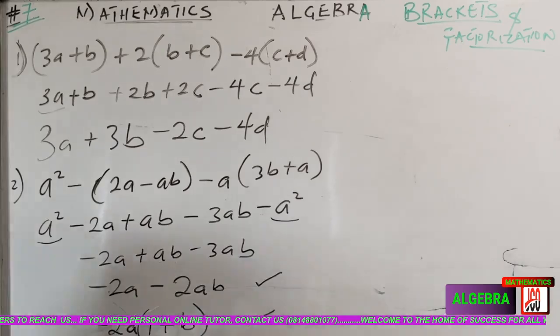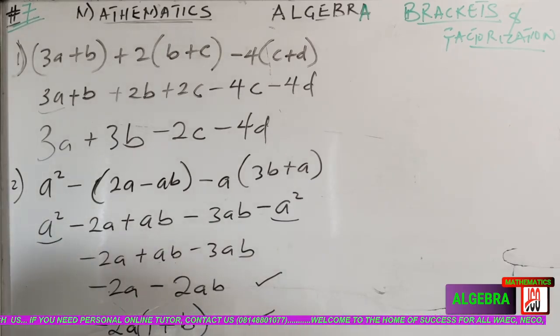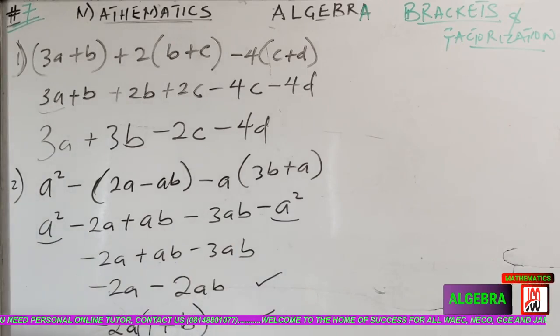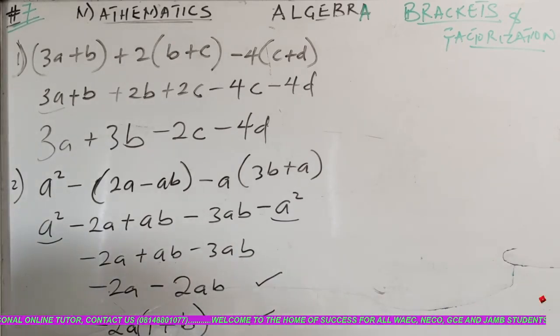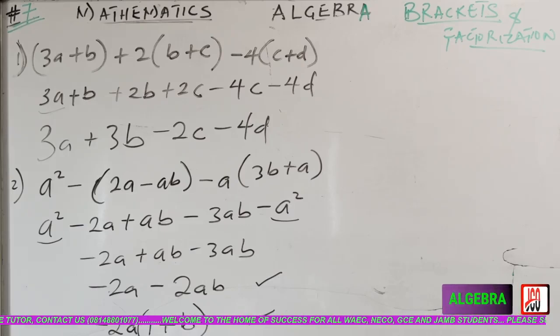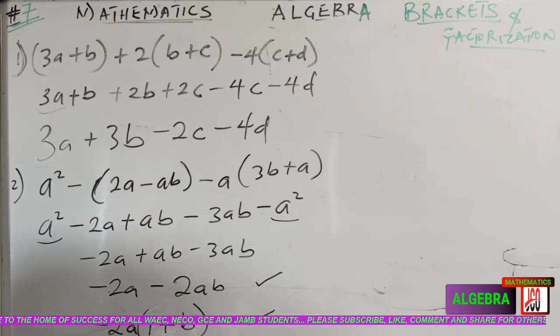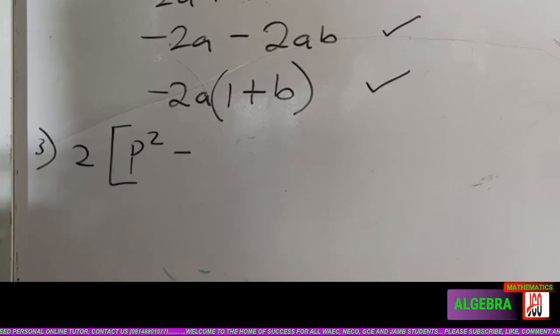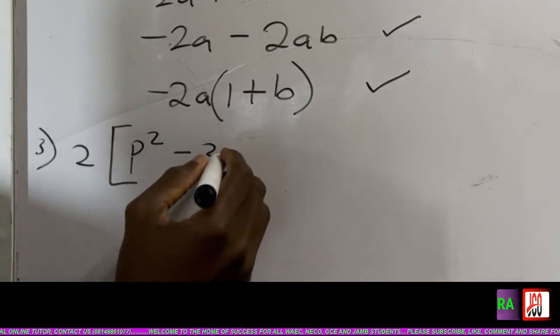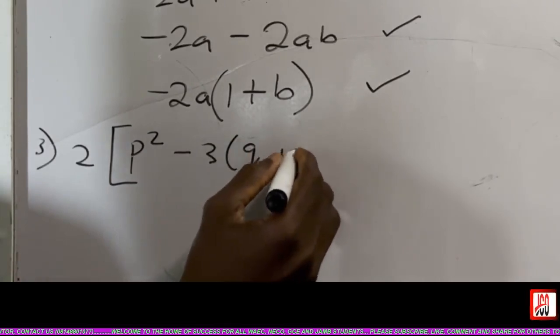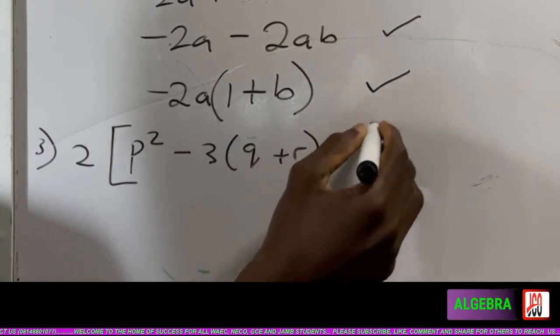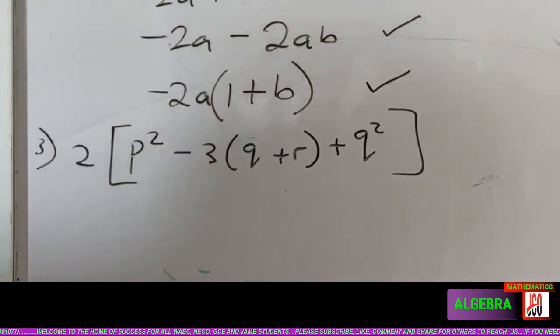Alright, let me give you one more before we close off for this episode. We're introducing the brackets and what? Factorization. Number three. Let's say we are asked to solve 2, then a bigger bracket with p square minus 3, then a small bracket q plus r, close the bracket, plus q square, bigger bracket.